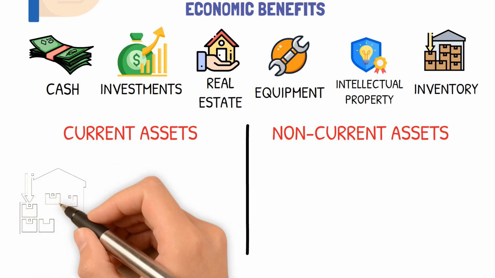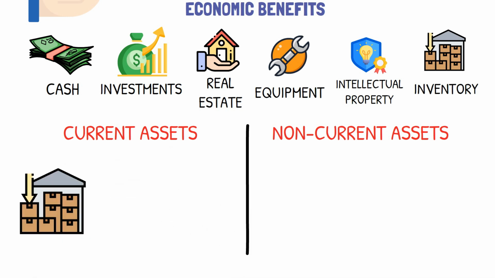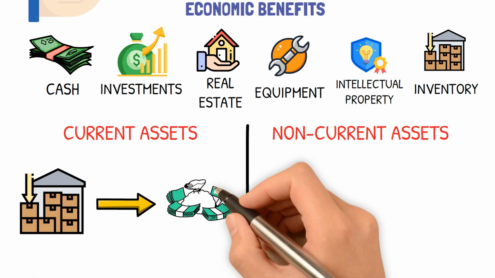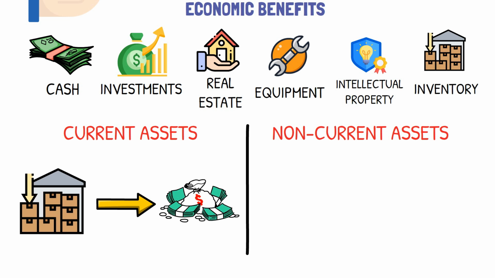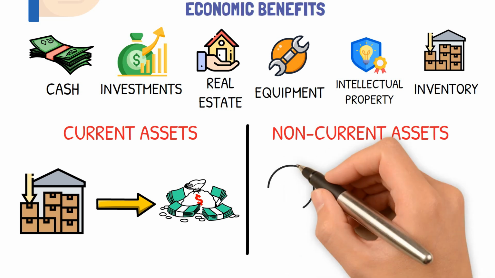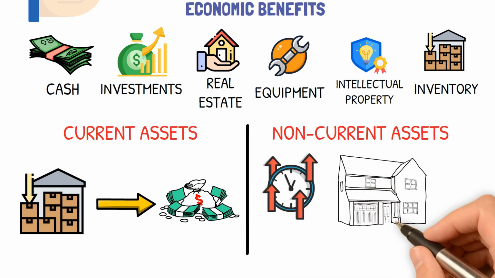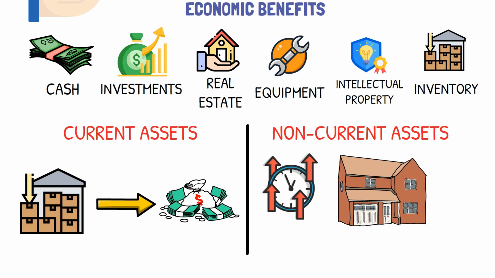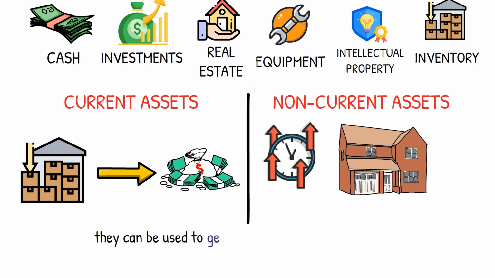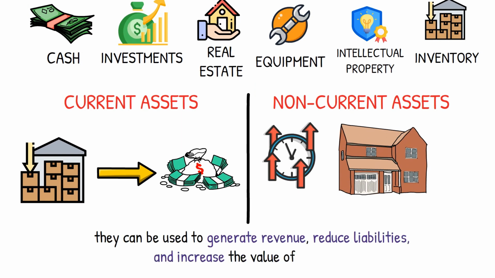Current assets, such as accounts receivable and inventory, can be easily converted into cash within 1 year or less. On the other hand, non-current assets have a longer lifespan and cannot be easily converted into cash, such as property, plant, equipment, and intangible assets. Overall, assets are an essential component of an entity's financial position, as they can be used to generate revenue, reduce liabilities, and increase the value of an entity.